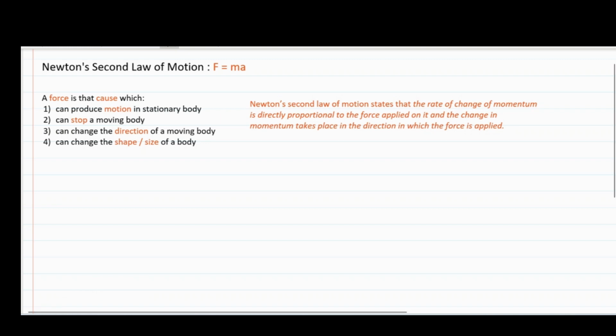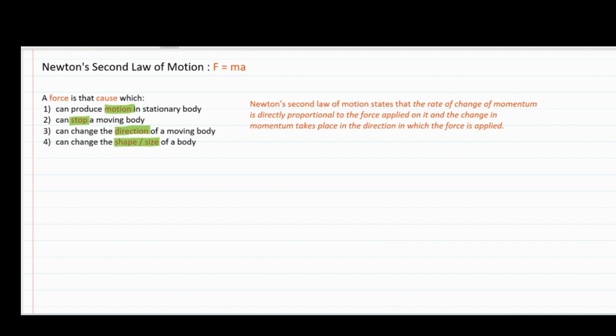A force is that cause which can produce motion in a stationary body, can stop a moving body, can change the direction of a moving body, or it can change the shape and size of the body. But now the question is, how do we calculate the magnitude of the force? The answer is in Newton's second law of motion.